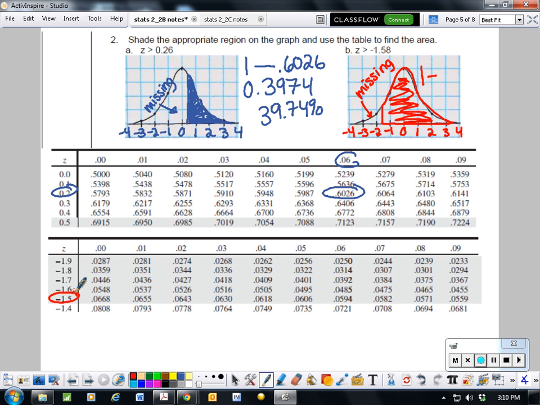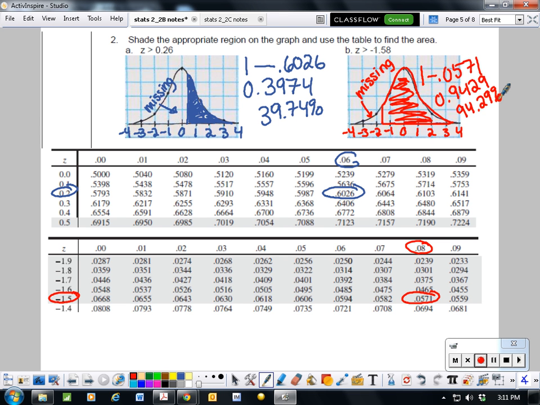So I'm going to look at negative 1.58. So 1 minus 0.0571 gives me 0.9429, or 94.29% of our values, or a 94.29% chance of getting a value that high.